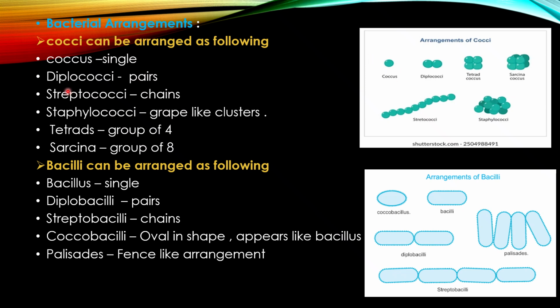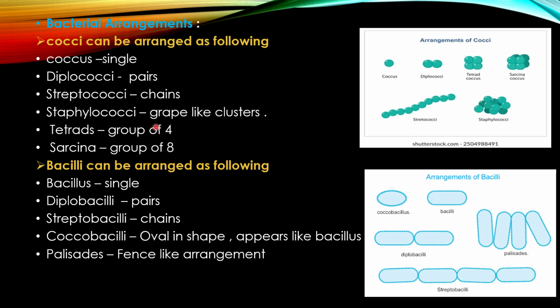The next is diplococci. As the name tells, diplo means two, and cocci is a round shaped cell, so that means they are in pairs. As you can see in the picture, diplococci is two cells. Then next is streptococci, strepto means chains. When the round shaped cells are arranged in the form of chains, you call it streptococci. Look here, the cells are arranged one after the other to form a long chain like structure.